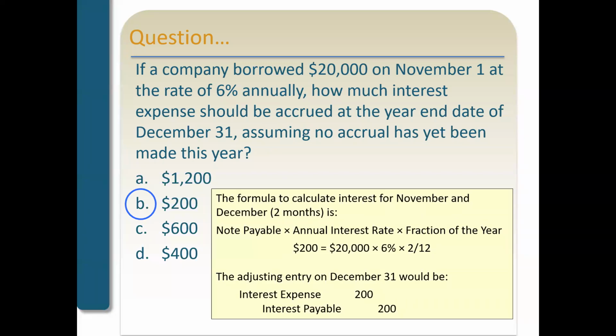B. So we take our 200,000 times 6%, divide it by 12 months, multiply it by 2 months to get interest expense of 200. And interest payable of $200.